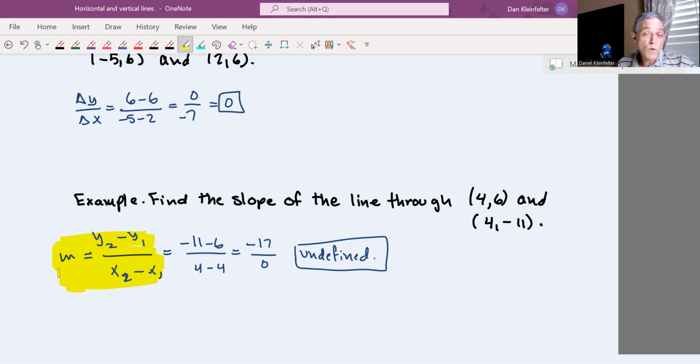It doesn't matter what order you subtract the points in, that is x1, y1, or x2, y2. It doesn't matter which point is which, as long as you're consistent about the order you do the subtraction in and the y's go on top.